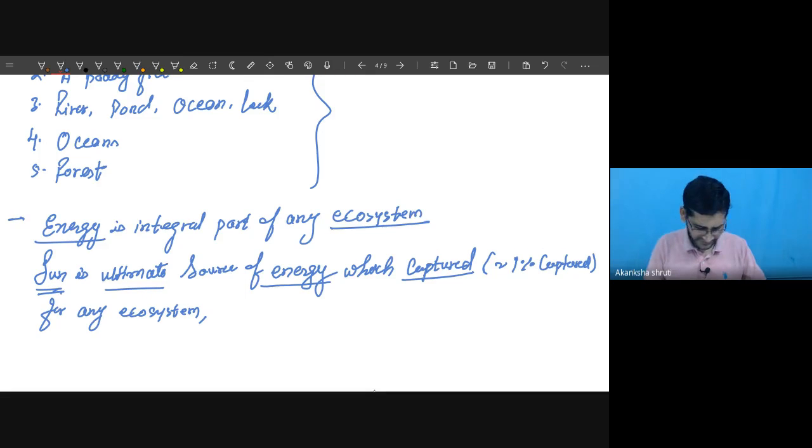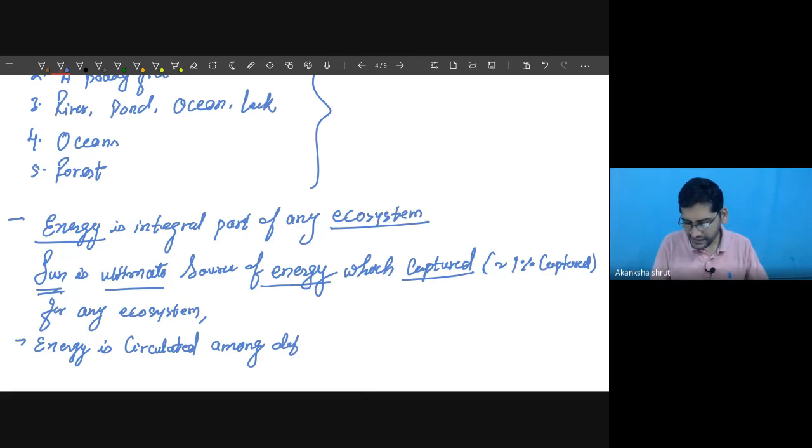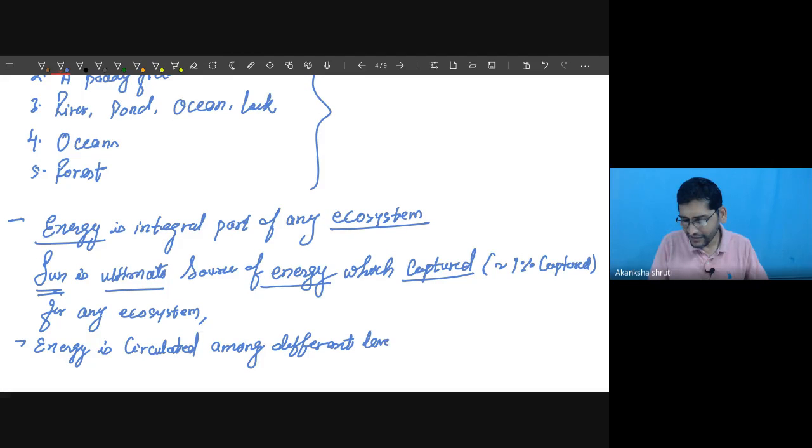So you have to write: energy is circulated among different levels of organisms in an ecosystem.